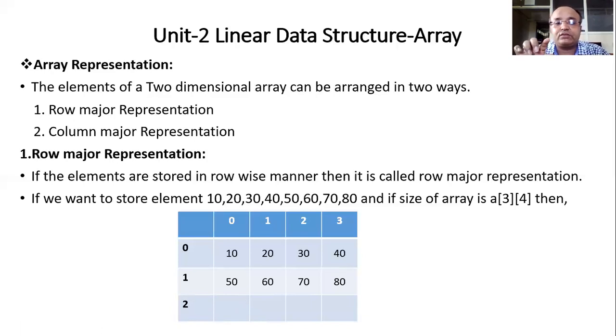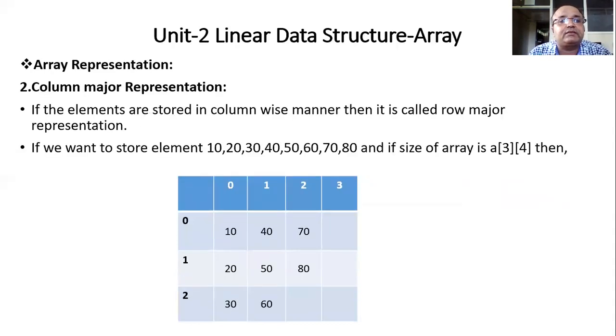Row wise. First your first row will be finished, then we'll move to the next row, correct? And then after that the next row. So all the elements here are arranged in a row-wise manner, and that is why it is known as row major representation, correct? So this is very easy to understand, what exactly the row major representation is.